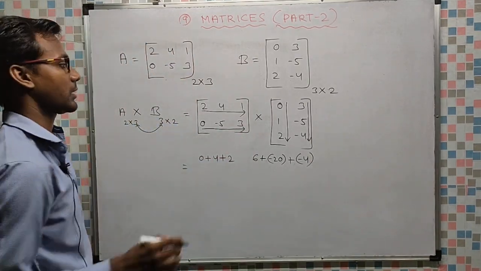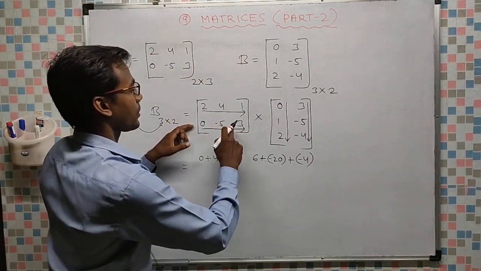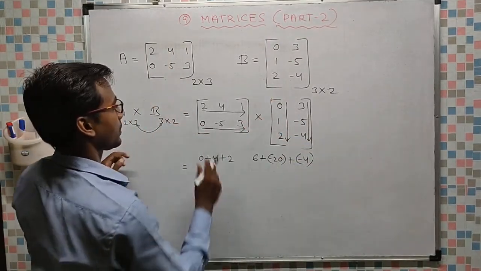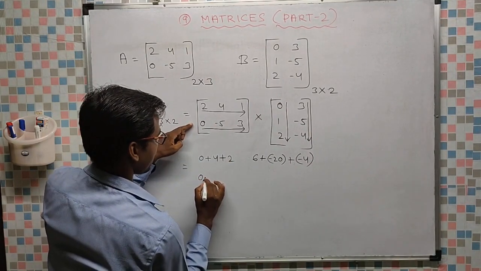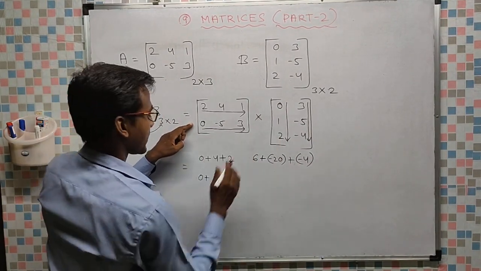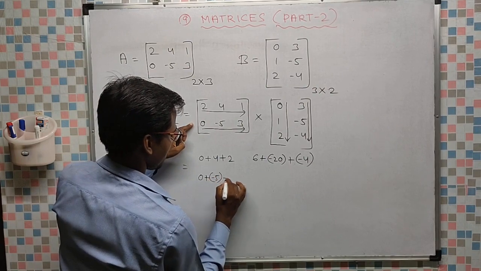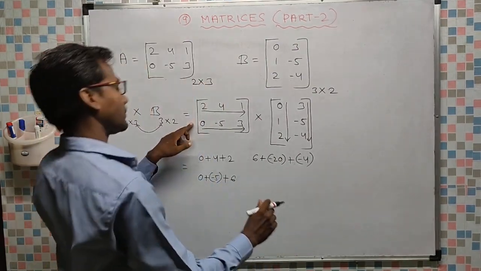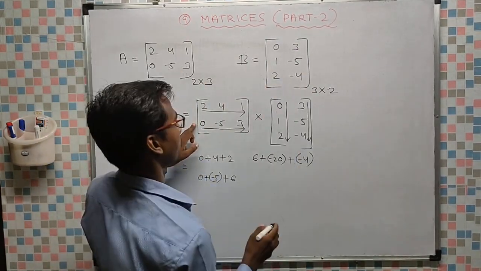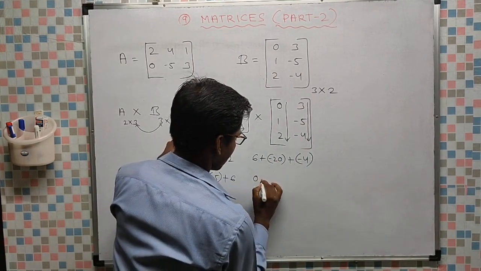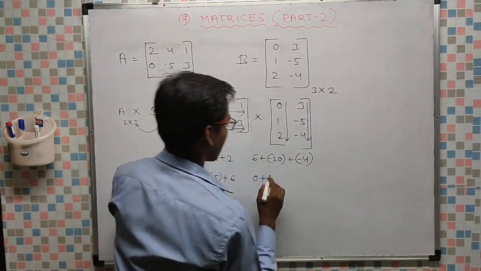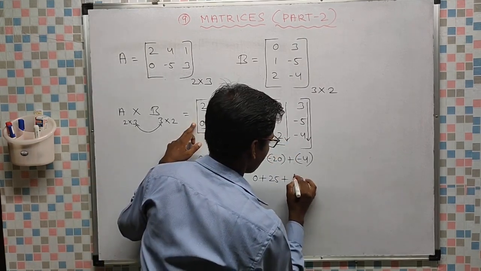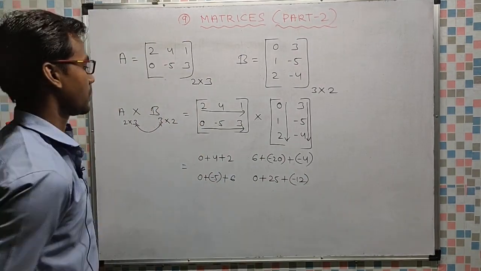Again continue the same. Second row with each column of the second matrix. So second row into first column: 0 into 0 is 0. Minus 5 into 1 is minus 5. 3 into 2 is 6. One element. Then second row, second column: 0 into 3 is 0. Minus 5 into minus 5 is plus 25. 3 into minus 4 is minus 12. Over.